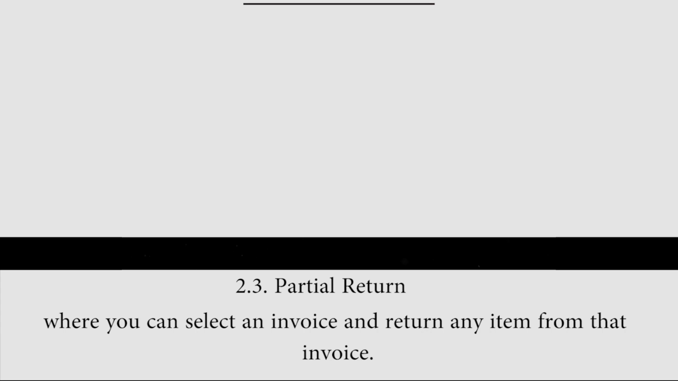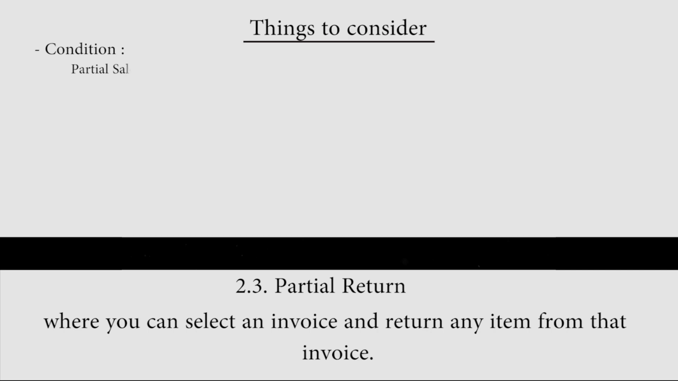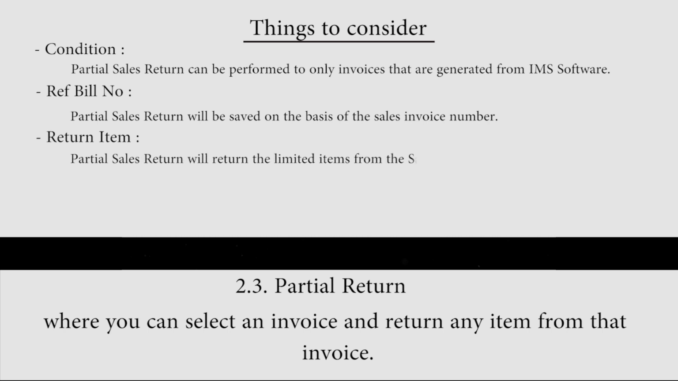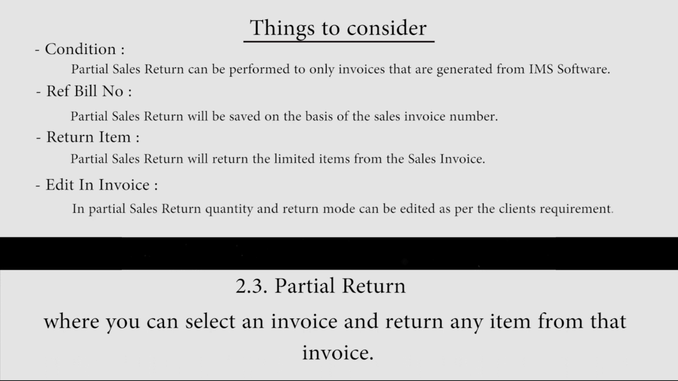And the last type is to do a partial return, where you can select an invoice and return any item from that invoice. Things to consider before performing partial sales return. Partial sales return can be performed only for invoices that are generated from IMS software. Partial sales return will be saved on the basis of the sales invoice number. Partial sales return will return the limited items from the sales invoice. In partial sales return, quantity and return mode can be edited as per the client's requirement.